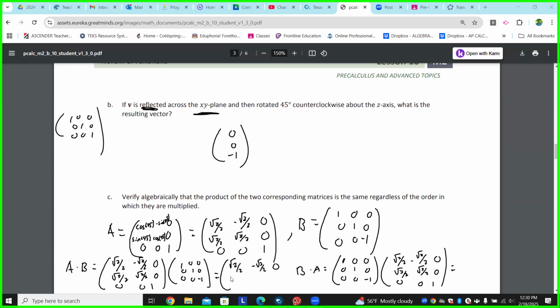Row times column gives you the square root 2 over 2. Row times column gives you the square root 2 over 2. Row times column now gives you 0. And so on for the remaining rows and columns. So I do agree. It's basically everything's being multiplied. It's the same, but the z turned into a negative one. And when you do this, you can see that you'll end up getting the exact same answer.